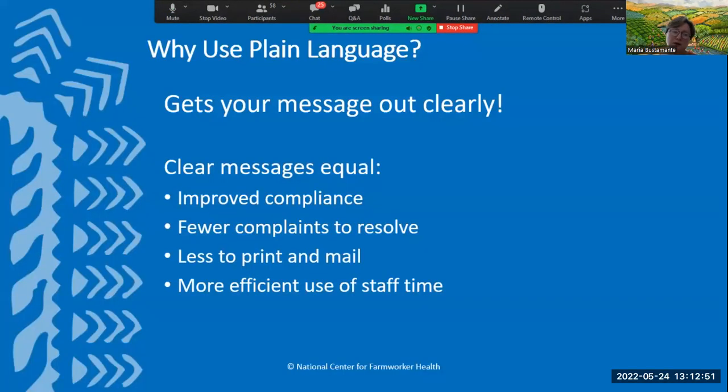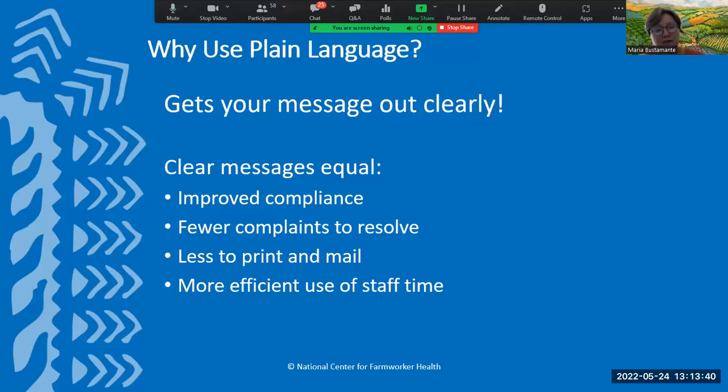Why is plain language important? It gets your message out clearly. It's a very basic concept. You need to get your message out as clearly as possible so that you can reduce complications. Right? You can reduce complaints to resolve. You can improve compliance. We don't like the word compliance, but I would say we can improve understanding of self-management on the patient side. We could gain more support from them, right? We can use our staff time more efficiently.